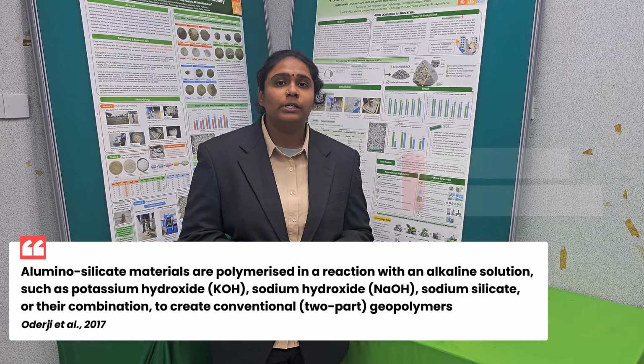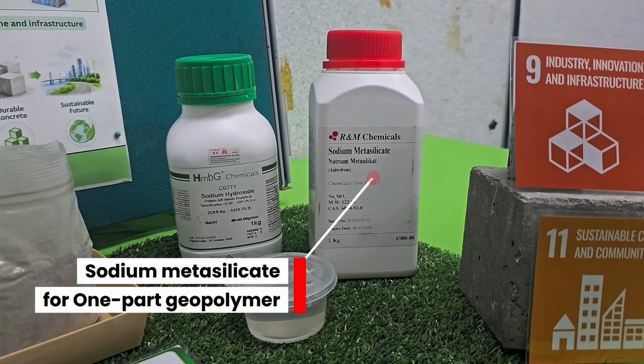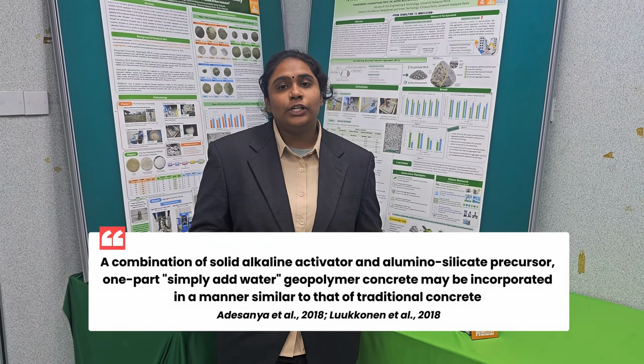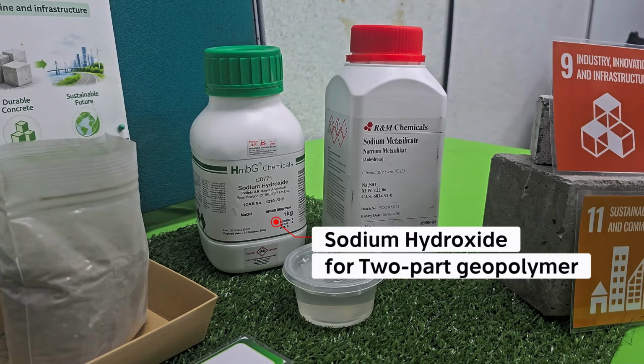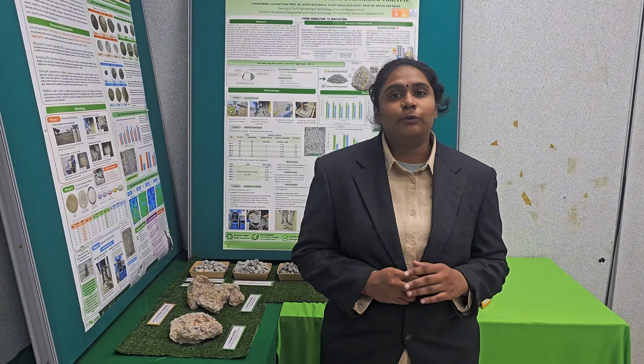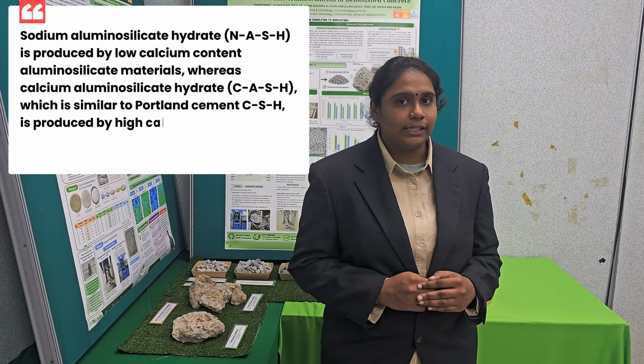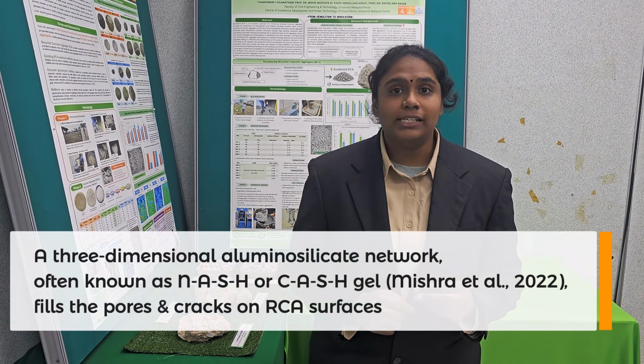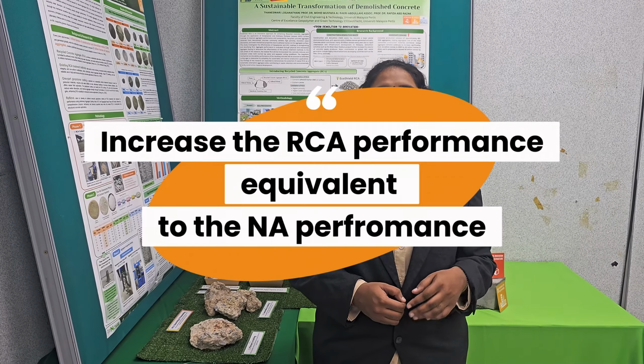On the other hand, the alkaline activators used for 1-part geopolymer are water and sodium metasilicate, which is also known as the just-add-water system, while sodium hydroxide and sodium silicate are used for 2-part geopolymer. When the aluminosilicate precursor and alkaline activator combine, they produce gels that fill the pores and cracks on RCA surfaces, thus enhancing RCA properties.